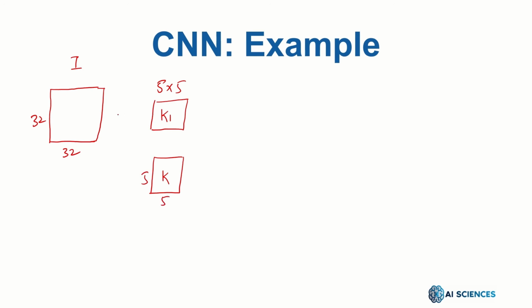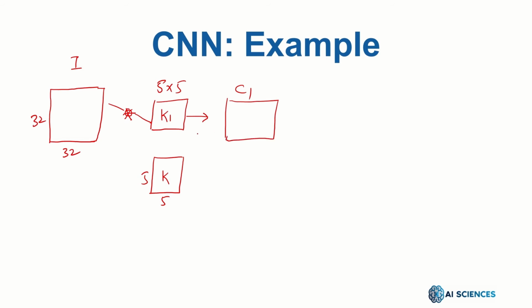And what happens is the image gets convolved with this filter and results in a map. Let me call that map C1.